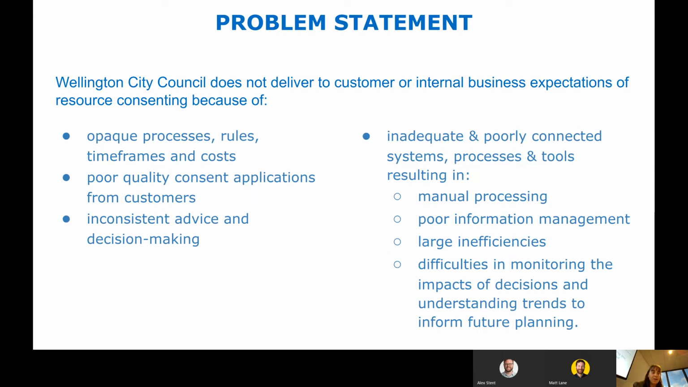So we understood the problem statement that we have here for resource consents. This was through our research discovery, but really understanding that we weren't delivering to the expectations internally and externally. So we've got problems with our processes, and it's just really opaque. The applications from customers weren't at the best quality for us to be able to deliver a good service. And there was inconsistent advice being given to our customers. So even within the resource consents team, we're giving inconsistent decisions. And then an underlying thing is poorly connected systems and processes and tools, and lots of manual work. And this stuff will be all familiar to any of you who've done any research about how we're delivering our systems inside council. And then fundamentally a real difficulty in monitoring and understanding the impacts of our decision making.